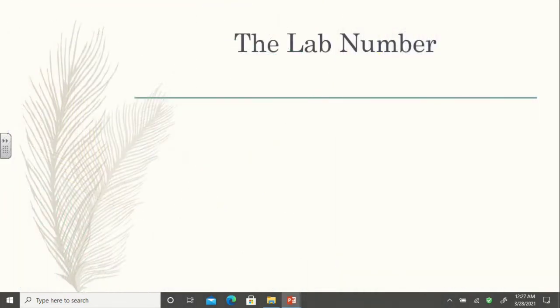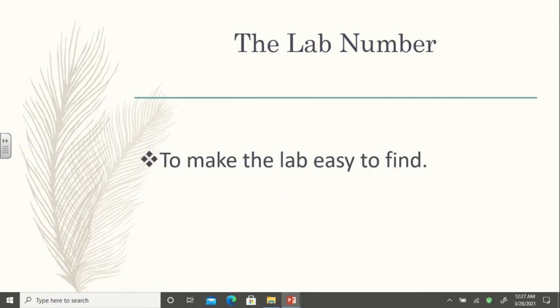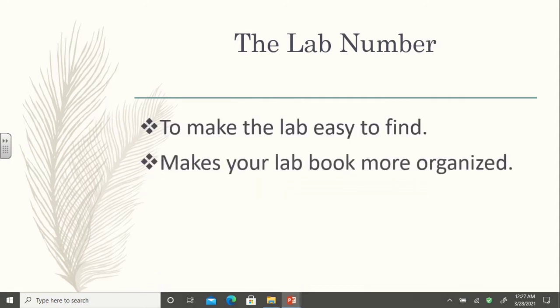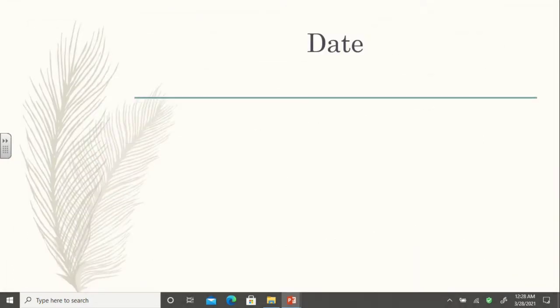So the first thing you want to have in your lab is your lab number. It might seem quite trivial, but you need to have a lab number. Why? Because it makes your lab easy to find and it makes your book look more organized. So you want to have your lab number. It's like a table of contents sort of issue there. Okay, so no big deal.